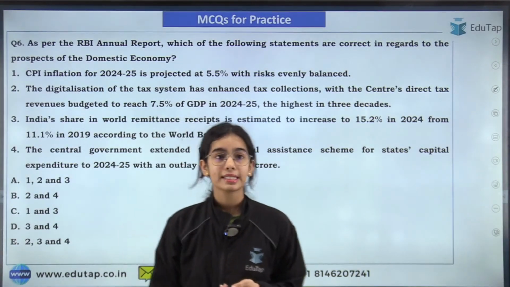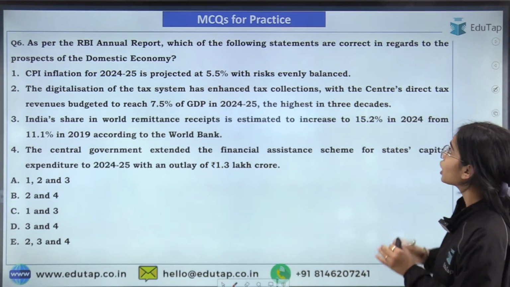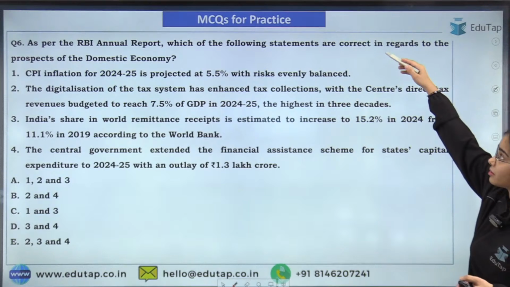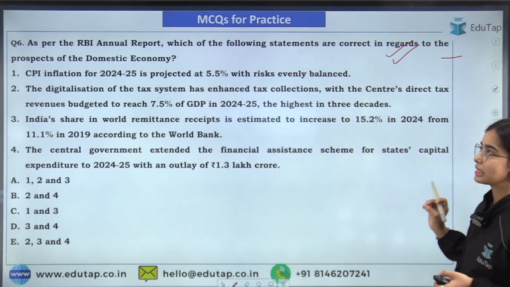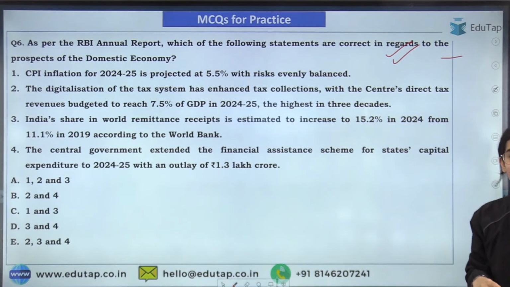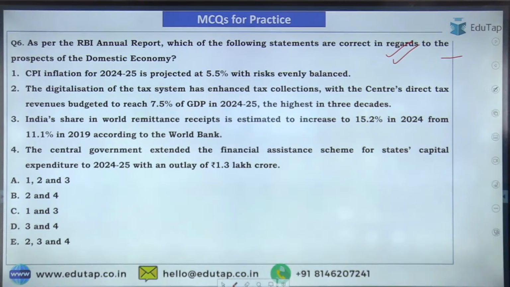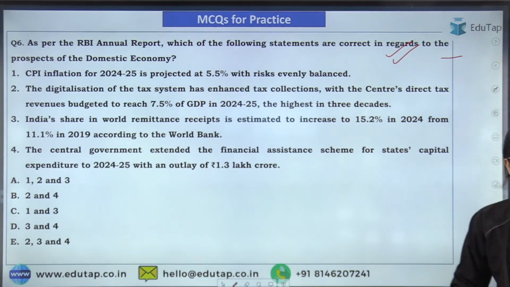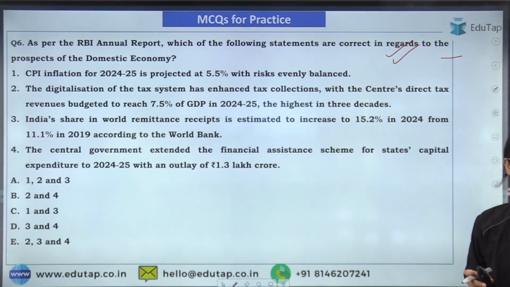Next is the next question, that is, as per the RBI annual report, which of the following statements are correct in regards to the prospects of the domestic economy? So you have to tell which of the following statements are correct. Let's see how many of you are able to give the right answer. Okay, I am getting the answer D.